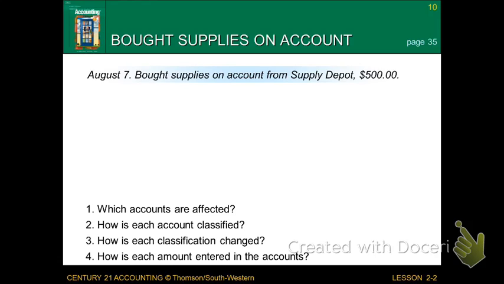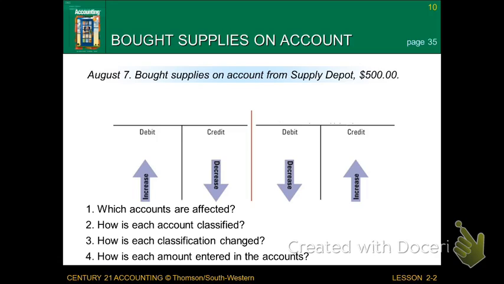So let's list our debit first. So we're going to go with our supplies. So supplies increases as a debit by $500. Our accounts payable for Supply Depot, since we're increasing our debt, how much we owe, we're going to increase that as a credit by $500. So what do we have? Our debit and we have our credit. We're set to move on.